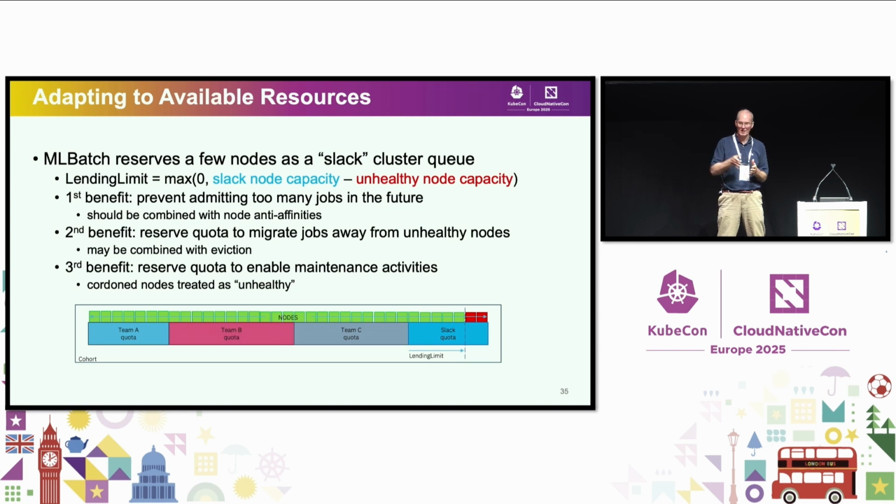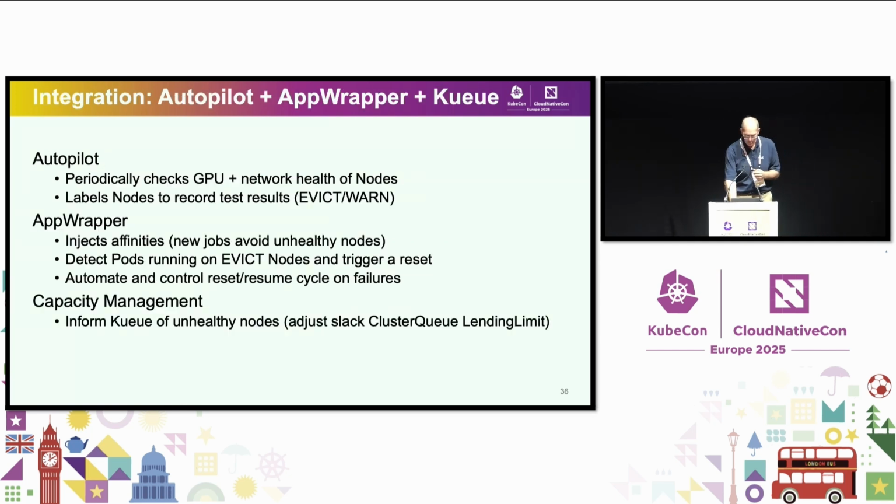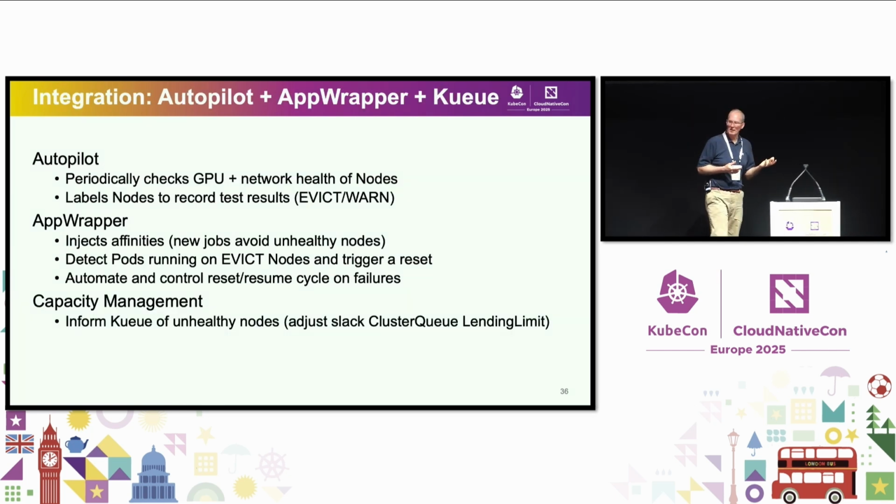So if we're reducing the quota we're handing out, that gives us the room to then reset the app wrappers and have them go back to healthy nodes when they come in. And it also allows us to view maintenance as just another unhealthy node. So if admins need to come in and start doing things, they can cordon the nodes, and the system reacts to that the same way it does as if Autopilot had labeled something as unhealthy. It goes ahead and adjusts the quota and starts steering new workloads away from those nodes that have been marked as unhealthy.